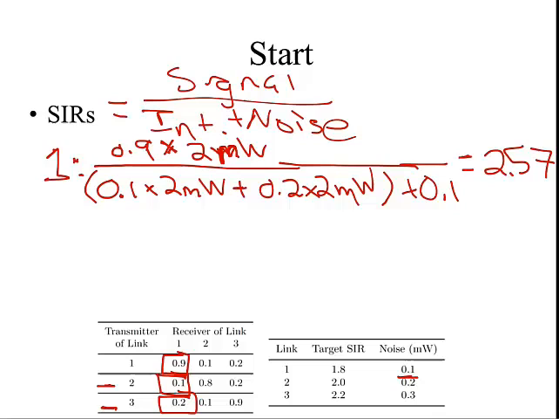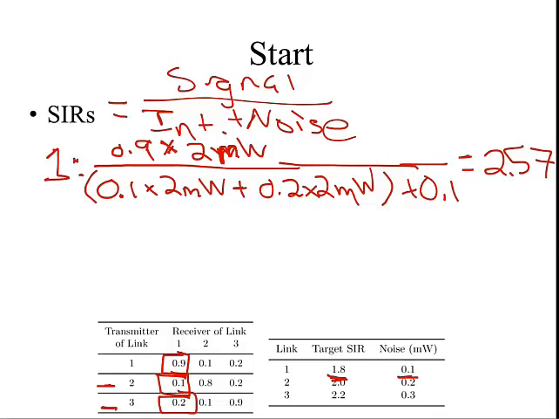So right now the desired signal is 2.57 times higher than the interfering portion. And so if we compare that to our target of 1.8, we see that we're too high. And so we expect that transmitter 1 is going to decrease its power.